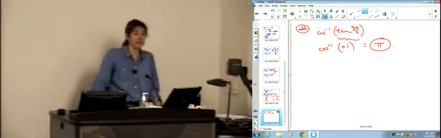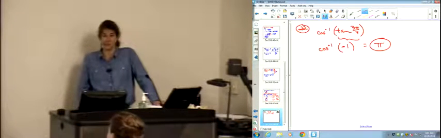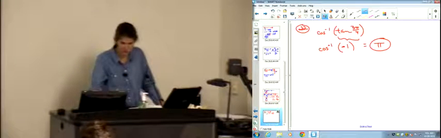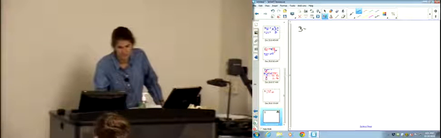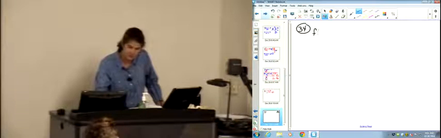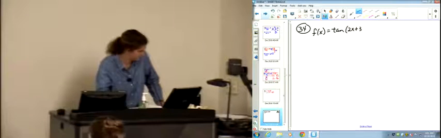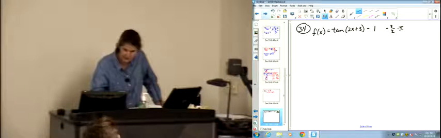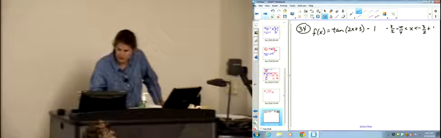All right. While we're talking about inverses, we also saw how to find the inverse of a function, how to write the inverse equation. So let's look at one of those down here. I'm looking at number 34, and if you want me to choose something different, you can let me know that. Okay. Number 34 says f of x equals the tangent of 2x plus 3, minus 1. We have -3/2 minus pi/4 is less than x is less than -3/2 plus pi/4.